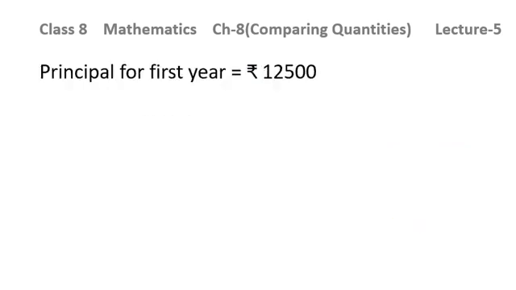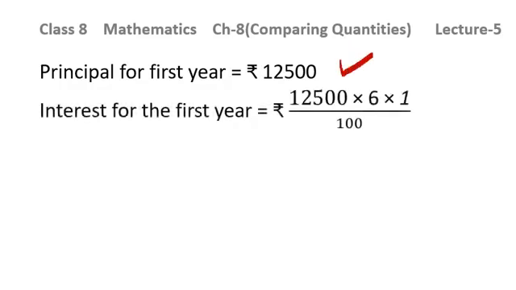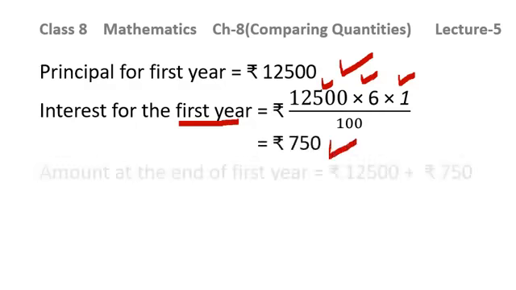Principal for the first year, that is given to us, is 12,500. Interest for the first year: what I have done here, I have used the formula of simple interest, that is P into R into T over 100. Time here, we are supposed to find out the interest for 1 year. This is the interest for the first year. That will give you 750 rupees.